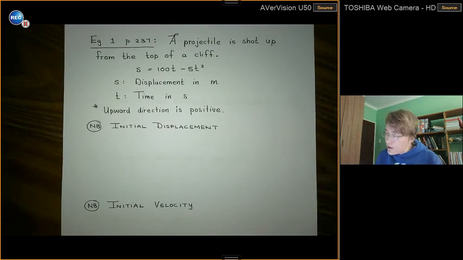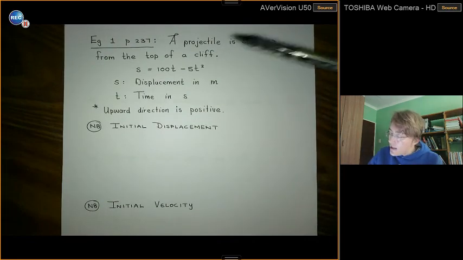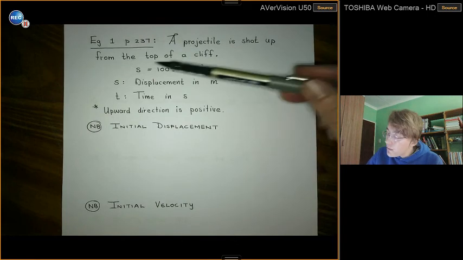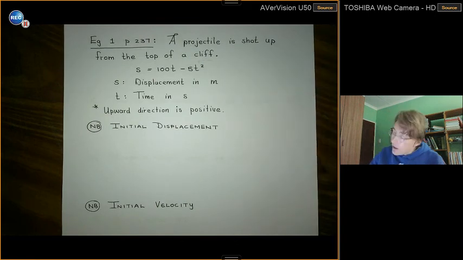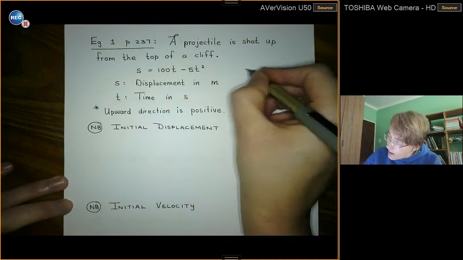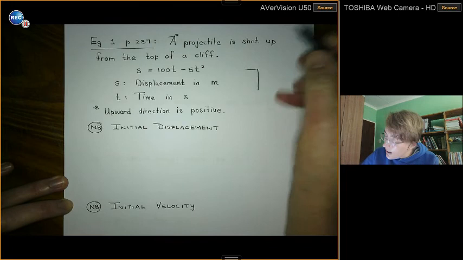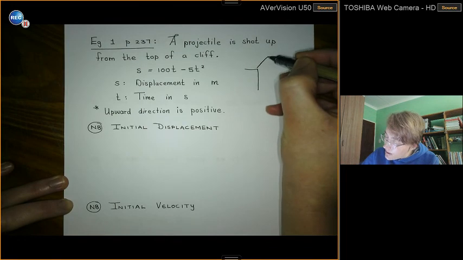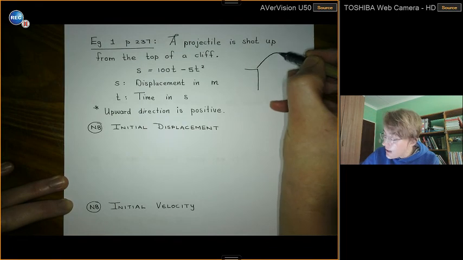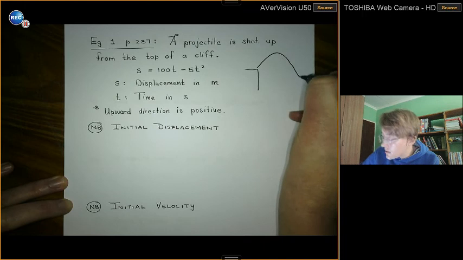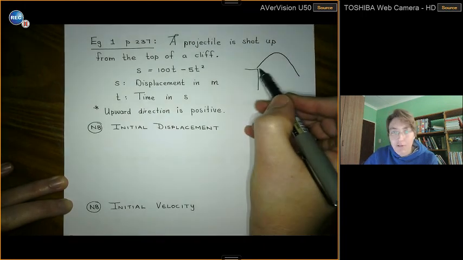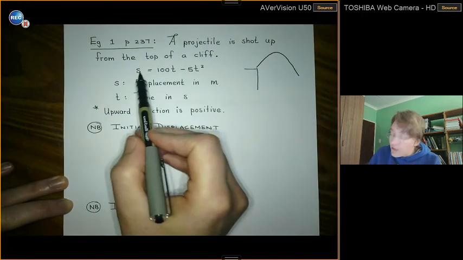First example is from the textbook. It's example 1 on page 237. It states, a projectile is shot up into the air from the top of a cliff. So we're going to stand at the top of a cliff, and a projectile is going to be fired up into the air like this. Now, obviously, if I fire that projectile up into the air, it's going to come down past the height of the cliff. Okay. Now they give me the following formula.